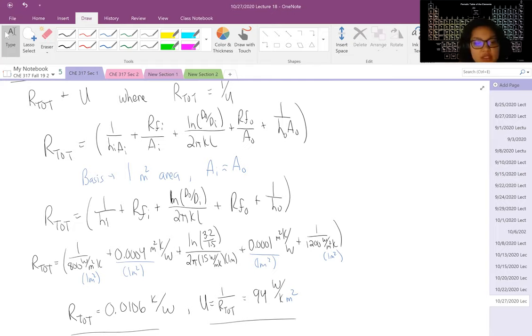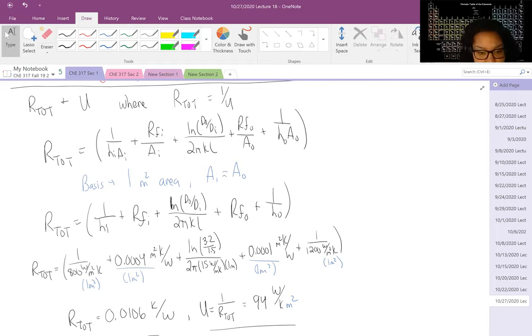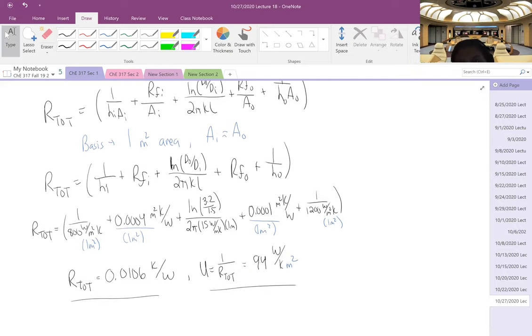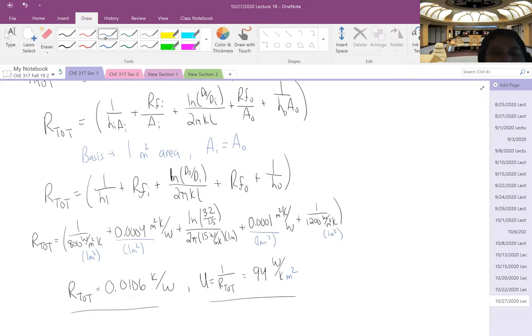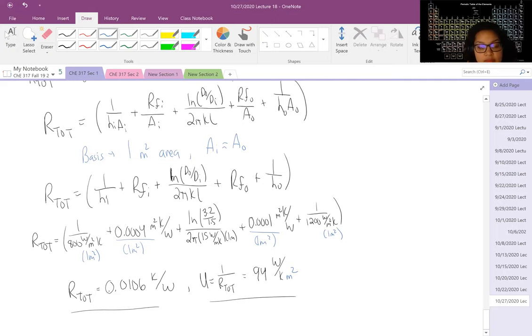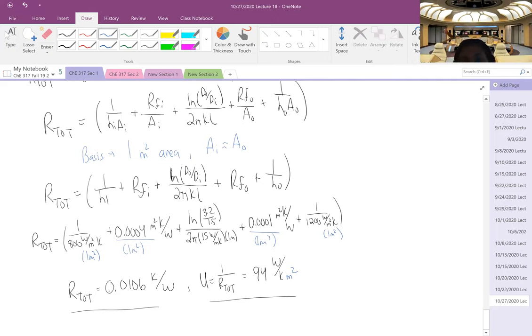Dr. Lopez, I have a question. How are your units for R total Kelvins per watt, and then for U, it's watts per Kelvin meter squared? Because of the basis that I took in the problem. Oh, okay. So putting that basis in where all the A's are gives me an R total in Kelvin per watt. And I always just put it back in U, because U typically and traditionally has units of watts per meter squared Kelvin, just like heat transfer coefficients, because it is a heat transfer coefficient.